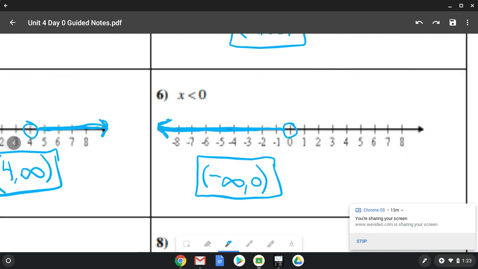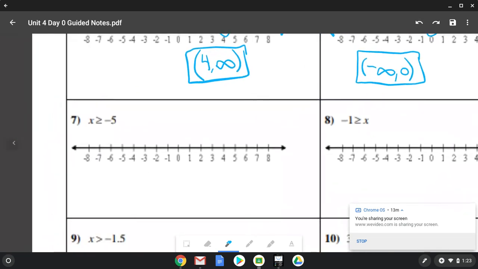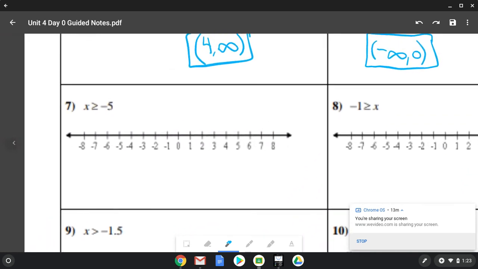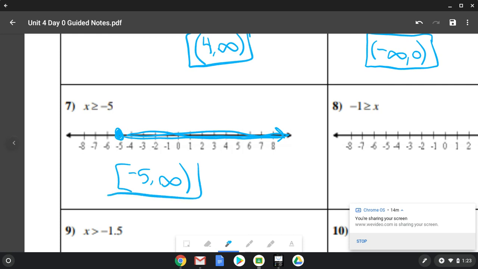Oopsie. All right, last 2. Oh, we had 10, my bad. Last 4, I guess. -5 is closed, shaded to the right because that's the way that the arrow is pointed. That would be -5 to infinity. That's got a bracket on it because it's included, or it's a closed circle. So that would be your answer for 7.